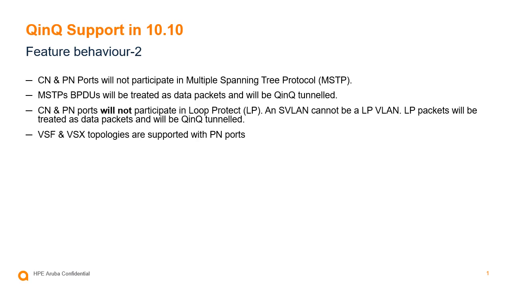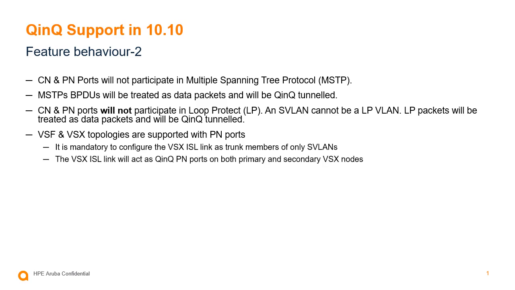VSF and VSX topologies are supported with PN ports, but there are a couple of things to highlight here. It is mandatory to configure the VSX ISL link as trunk members of only SVLANs, meaning they are PN ports. So the VSX ISL link will act as a QinQ PN port on both primary and secondary VSX nodes, and we'll look at this in a little bit more detail in the configuration section.